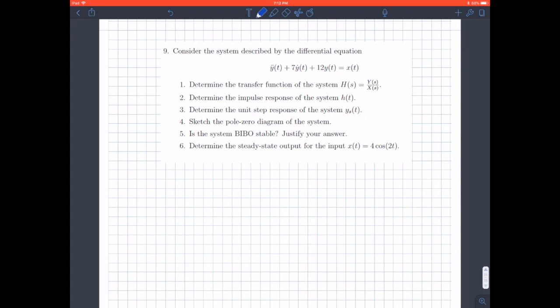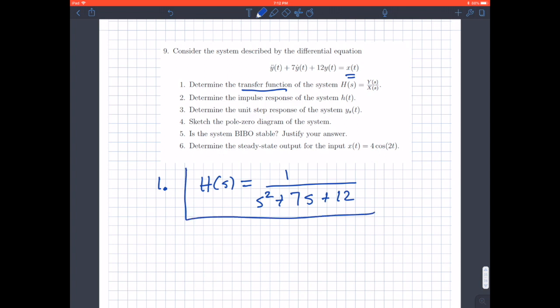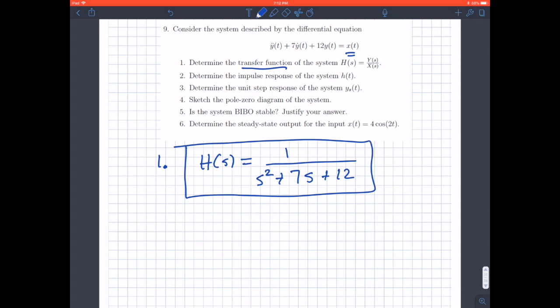So the first thing is to find the transfer function, and I think we've done this enough to realize that we can just write down by inspection the transfer function, H of s. Since there's just x of t, no derivatives of x, this would just be a 1 on the top. And then every time we see a derivative, we put an s. So there's a second derivative, so s squared, plus 7, first derivative, so we put the s, and then 12y with no derivative. So there we are. There's part 1, the transfer function.